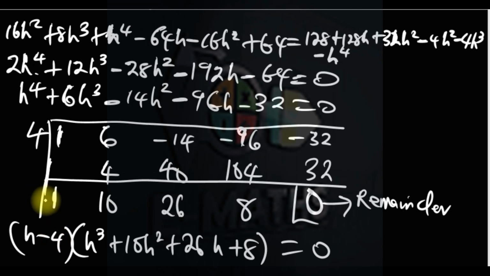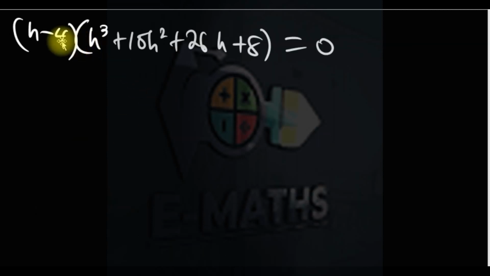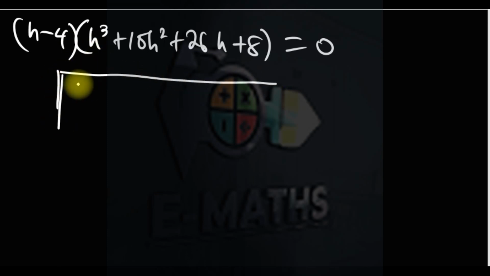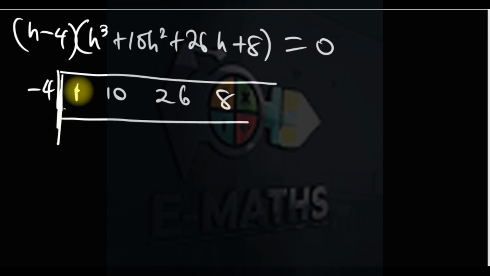So let me test other roots. Others will be smaller than 4. So let's test minus 4. Because I want to reduce this, I'm using synthetic division for the second time. I'm using the coefficients here: 1, 10, 26, 8. I'm using minus 4 because I want to factor this more. So this is 1, minus 4, 6, minus 24, 2, minus 8.